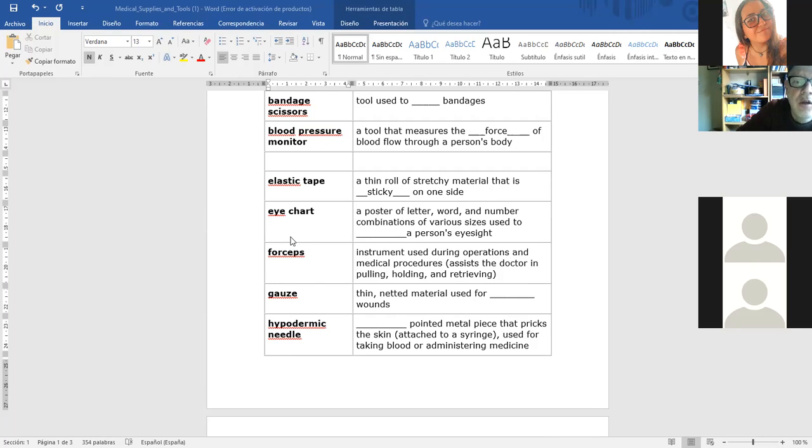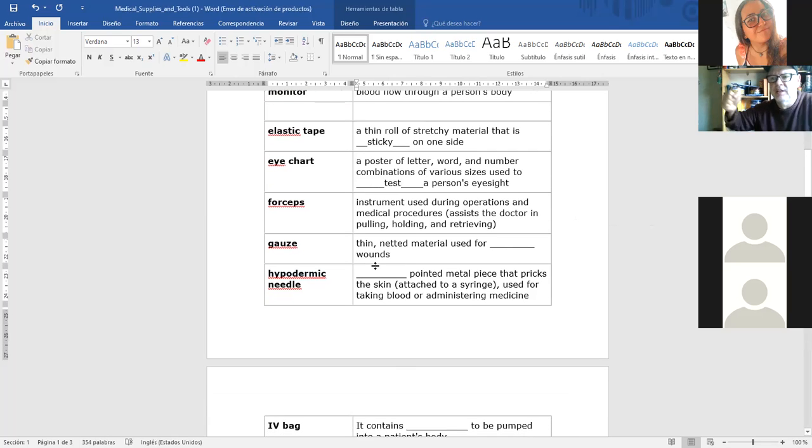Okay, pero vamos viendo. What is the missing word for eye chart? Eye chart. Test. If we use the eye chart to test a person's eyesight, to check, to test. What is forceps? El forceps es una tenaza grande que sirve para agarrar, especialmente en los embarazos complicados, en los nacimientos.